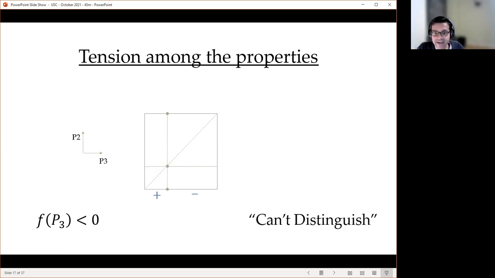Now, the fact that P2 and P3 cannot be distinguished means that if I pick a point which has roughly the same amount of things as P2 and the same amount of things as P3, in particular any point on this diagonal, the marginal with respect to P2 and the marginal with respect to P3 must be the same. So these values here, the marginal of H with respect to P2, and these values here with respect to P3, must be the same. This is what must happen if I cannot distinguish between P2 and P3.